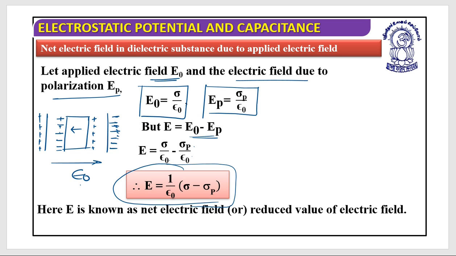If you see this very carefully, there is a certain reduction in the net electric field. It is somewhat less than the external field. Is it clear? Yes. So let's move on to the new concept.